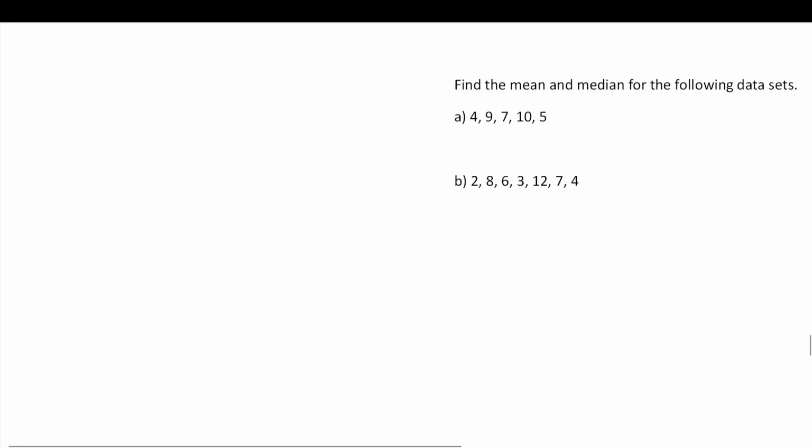So in this question, we've been asked to find the mean and the median of the following data sets. Our first data set has 5 values in it. And let's remind ourselves of how we calculate the mean. The mean is a value that represents the average of all of these numbers. To calculate that, we need to find the total, and we're going to divide that by the amount of values that we have. So first, let's start with the total.